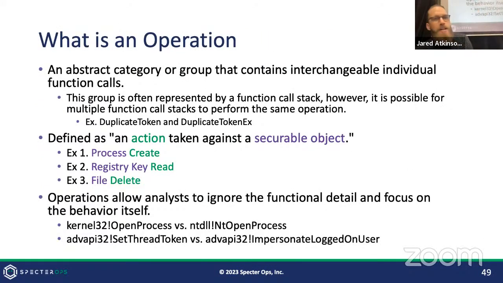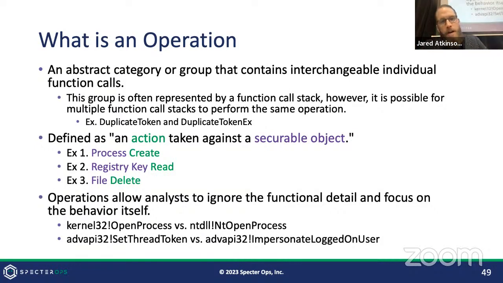And so that's this idea that I call an operation, right? Operations are abstract categories that basically contain interchangeable individual function calls. So the idea that I could call int close or close handle and they're interchangeable, I should just ignore the difference between those two things and give them a label that labels the entire group of functions that are interchangeable, right?